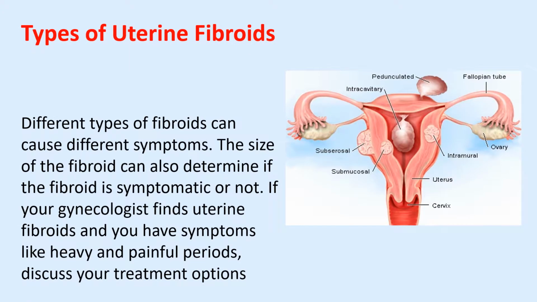Types of uterine fibroids. Different types of fibroids can cause different symptoms. The size of the fibroid can also determine if the fibroid is symptomatic or not. If your gynecologist finds uterine fibroids and you have symptoms like heavy and painful periods, discuss your treatment options.